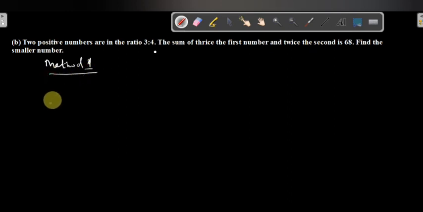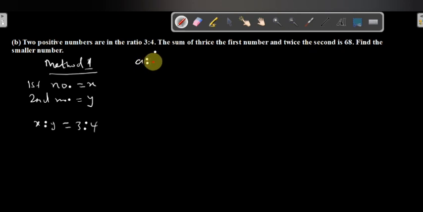So the simple thing you have to do, since the two numbers are in ratio, is let's say the first number is x and the second number is y. So therefore x ratio y will be equal to 3 ratio 4. And when you're talking about ratio A ratio B, it is the same as A divided by B. So that means x divided by y is equal to 3 over 4.